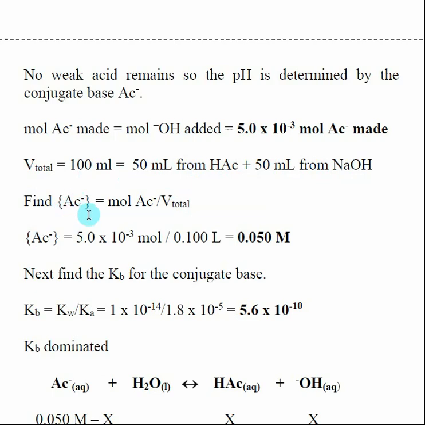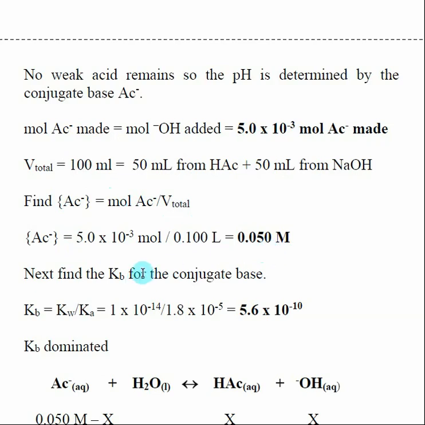Now I want to find the concentration of my conjugate base. That's moles, which we found right here, divided by the total volume in liters. So the moles we have, the volume, 100 milliliters or 0.1 liters, I get my new concentration of acetate, 0.050 moles.